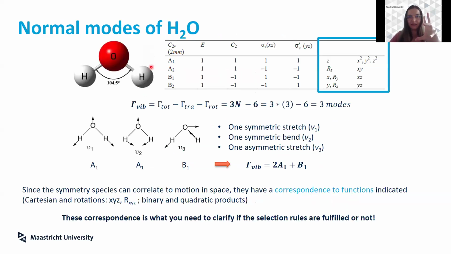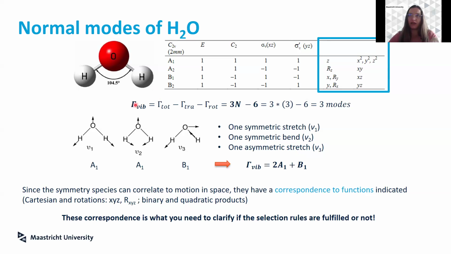So if we assess again the normal modes of water based on the symmetry, we know that these three modes must fit into something. So we derived nu3. You can check if you can get the derivation of nu1 and nu2. But nu3 is B1. Nu1 and nu2 are both in A1 species. So the symmetric bend and the symmetric stretch are two A1 modes. The asymmetric one is the B1.